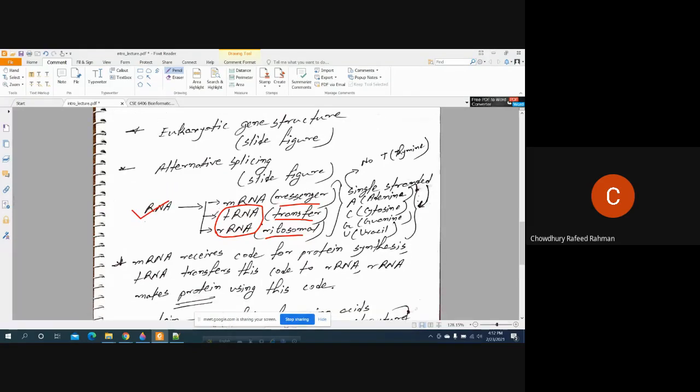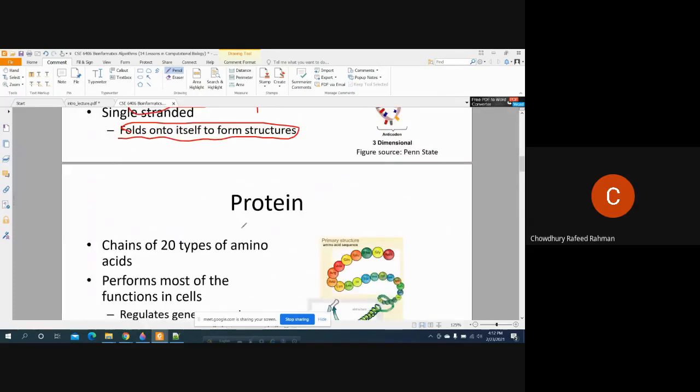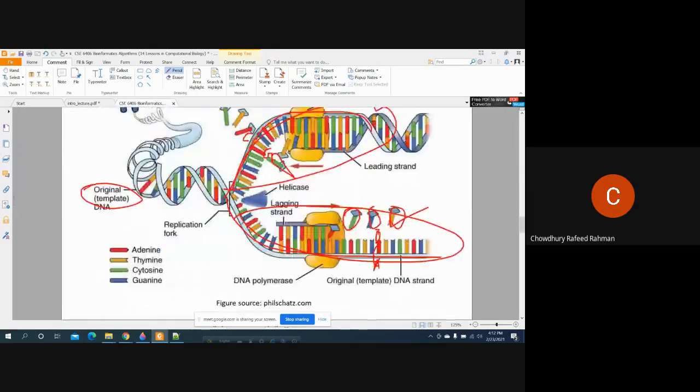So is this clear to everyone? I think you missed the mRNA application part. Okay. Let me just repeat this part in brief.